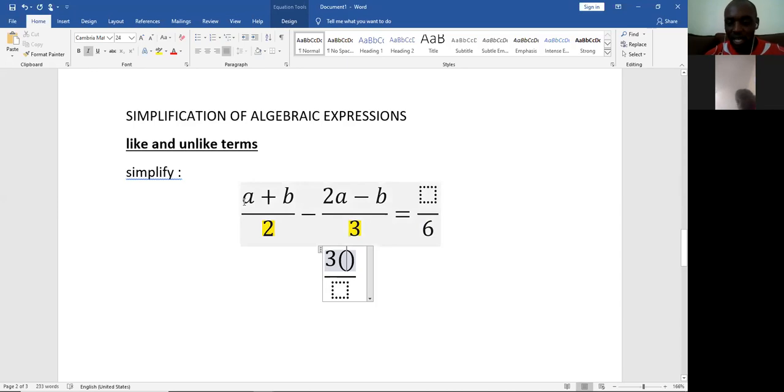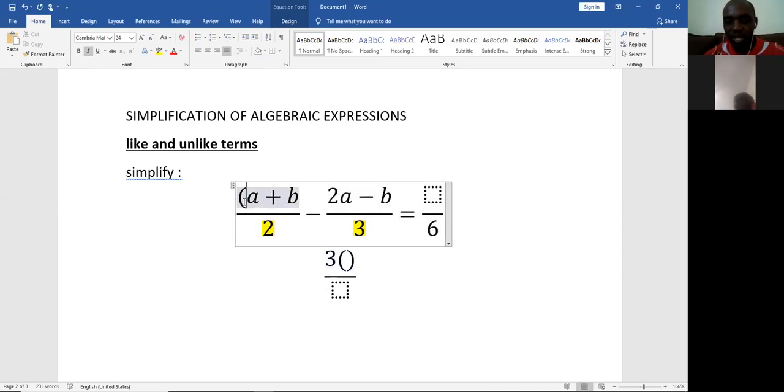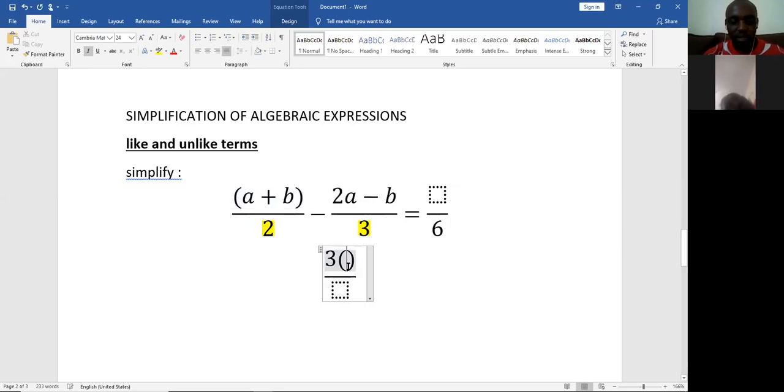So this one here, I would urge you, put it into a bracket so that you can be able to solve it in a simpler way. So 3 multiplied by a plus b. That's the best way to do it so that you don't have any confusion. Okay, and then you have 6 divided by 3, you get the answer is 2. So here it is 2.